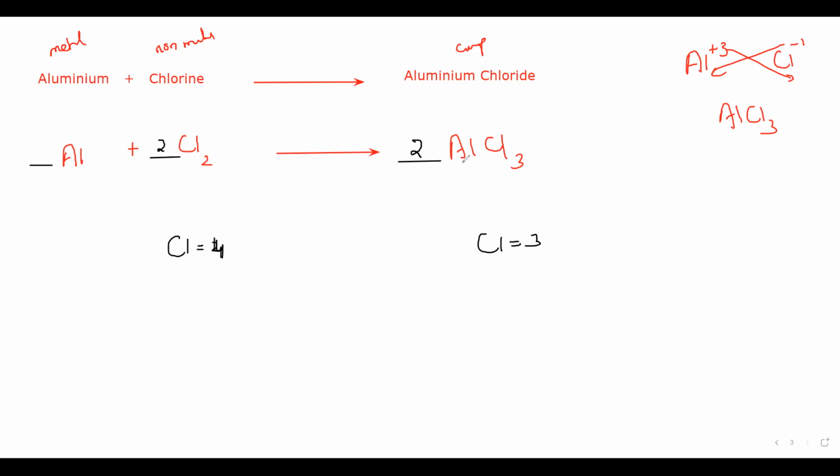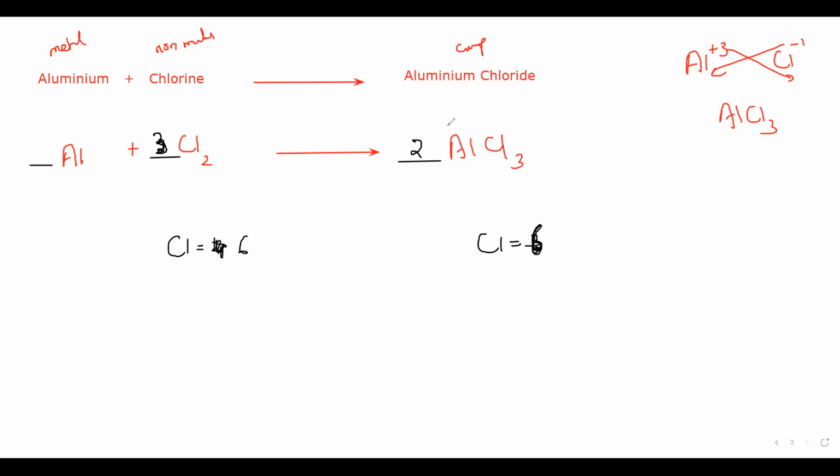So if I put 2 multiplied by 3, that makes 6 chlorine. So the total number of chlorine on the right hand side is 6, on the left hand side 4. So if I change this 2 and write 3, then 3 multiplied by 2 will make 6. So you can see on the left hand side and on the right hand side we have an equal number of chlorine. But what about aluminium?